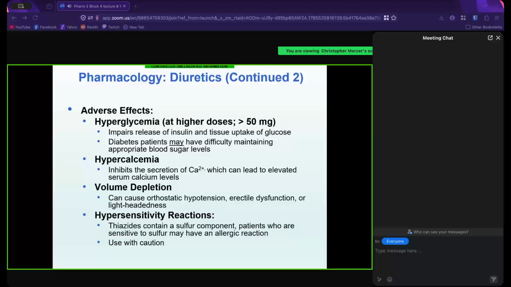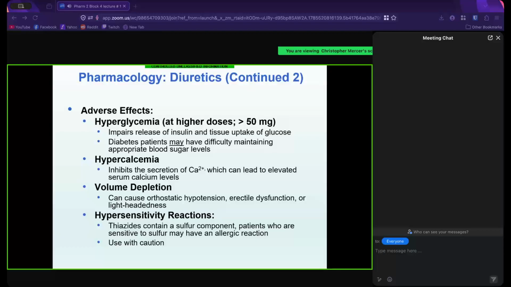And then volume depletion, kind of talked about it already, that the water in your system is going to be following the sodium out, so we can get volume depletion. It can cause orthostatic hypotension, right? You stand up too fast, not getting enough blood flow to the brain, get syncopal, pass out.